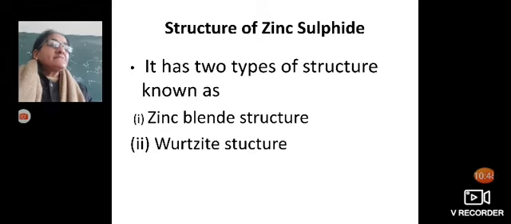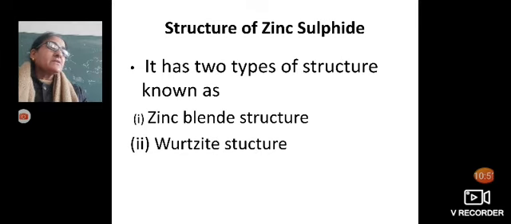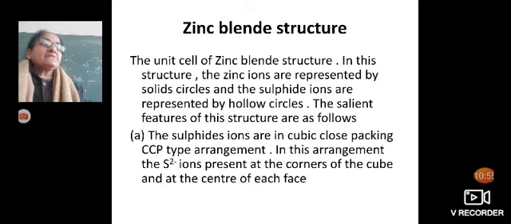Structure of zinc sulfide. Two types of zinc sulfide structure are known. First one is zinc blende structure, other is wurtzite structure. First one is the zinc blende structure, the unit cell of zinc blende structure. In this structure, zinc ions are represented by solid circles and the sulfide ions are represented by hollow circles. The salient features of these structures are as follows.